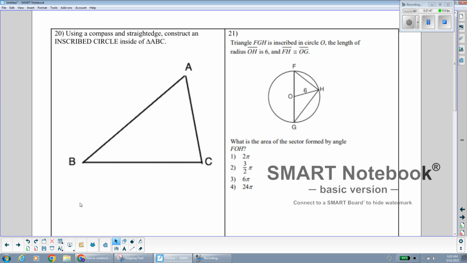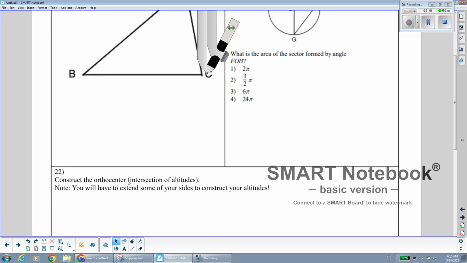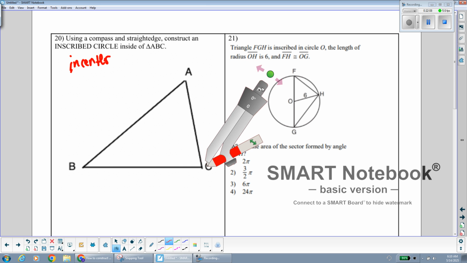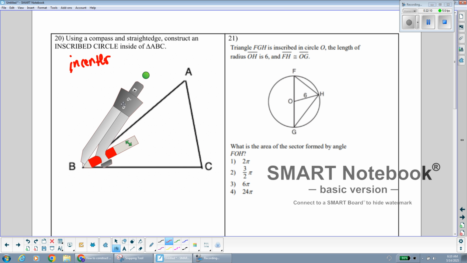Okay, last construction on here. I believe, oh no, we have one more after that. Now we're going to construct the inscribed circle. So for that, we need to construct the incenter. And the incenter is where the angle bisectors meet. So I'm just going to do 2 angle bisectors.